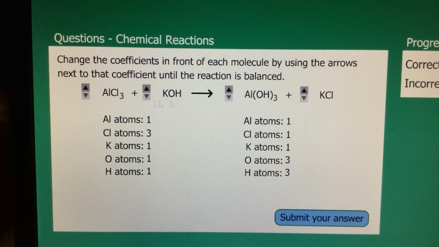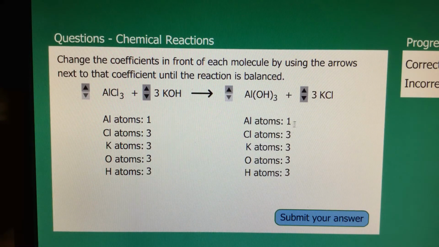The chlorine is not the same, 3 chlorine and 1 chlorine. So let's increase our potassium chloride. Let's bump that up to 3. All right, so what that did was change the potassium. So we have 3 potassium and 1, so let's bump that up to 3. Now we have 3 oxygen here. And 3 hydrogen. We have 3 hydrogen here. So that is also balanced.